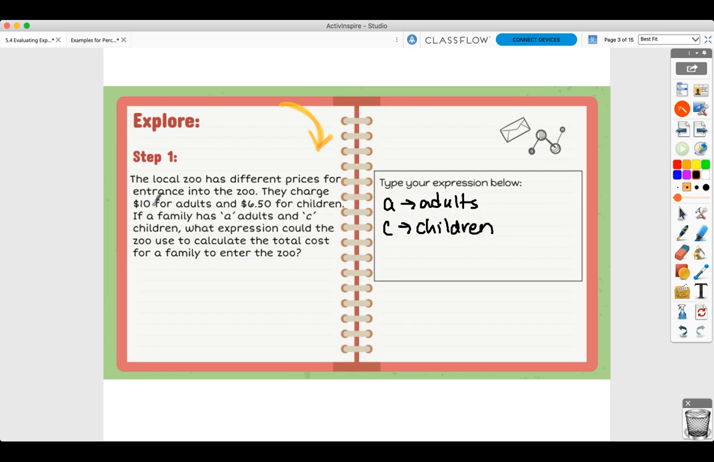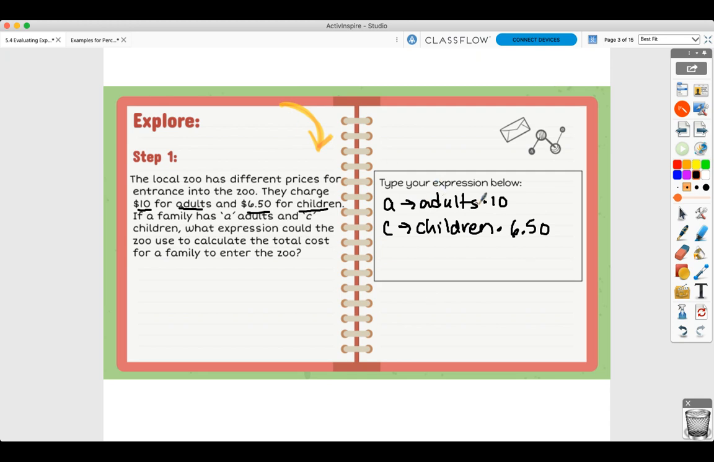What else it tells you is that it's $10 for adults. So it's going to be $10 for every adult. So what if it's two adults that purchase tickets? What are you doing? You're multiplying the number of adults by the cost. So it's going to be a times 10. We're just kind of loosely talking about this. And it's $6.50 for every child. So the same idea. If there's like 4 children, you'd be multiplying $6.50 by that many children. So 6 times 6.50.